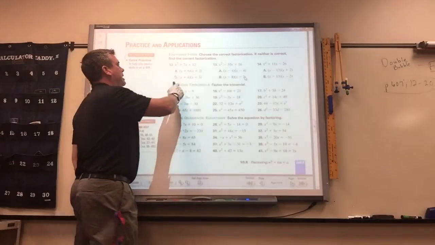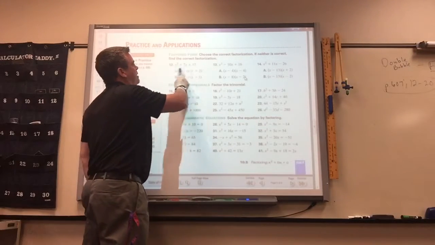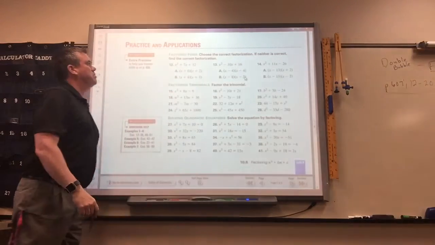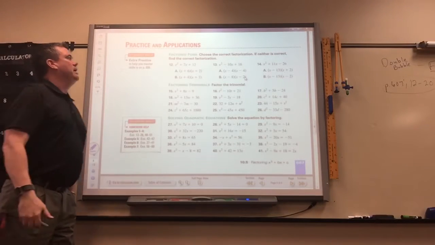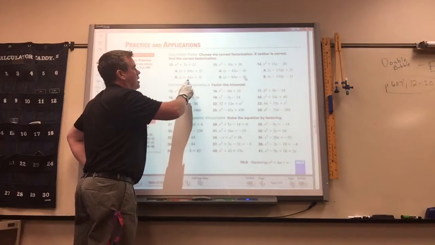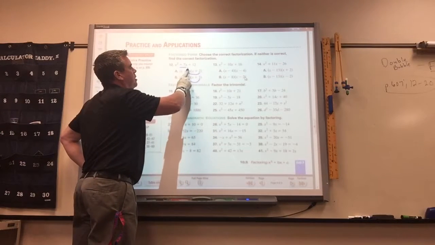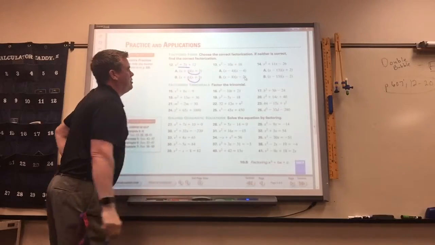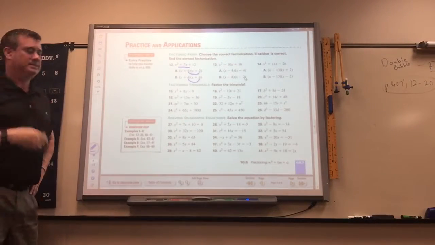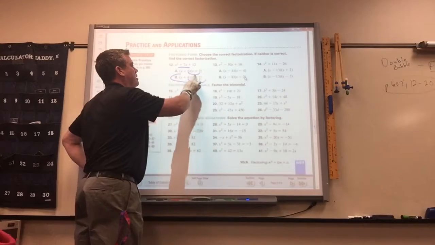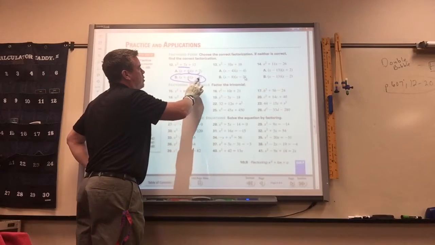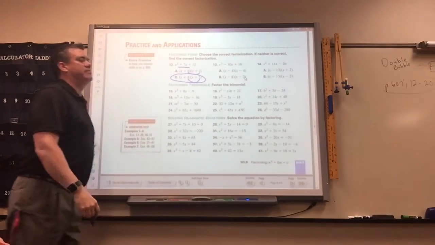So A or B is the correct factor of x squared plus 7x plus 12. Here the 4 times the 3 does give you 12, and so does the 6 times the 2. But which is the only one that will give you the middle, 7x? B. A plus 4 and a plus 3 gives you a plus 7.